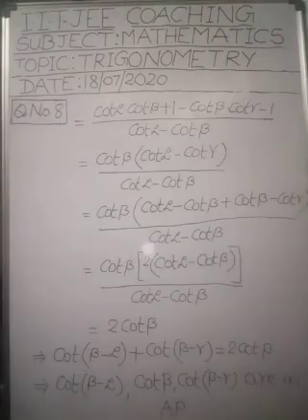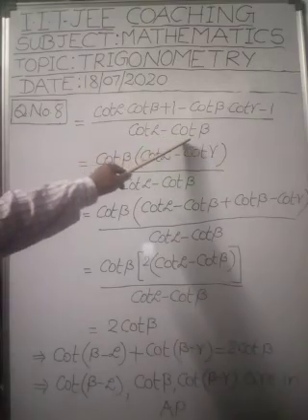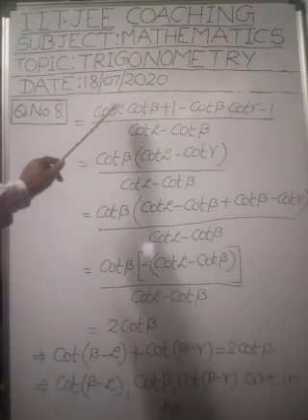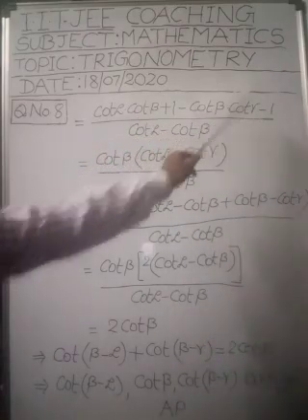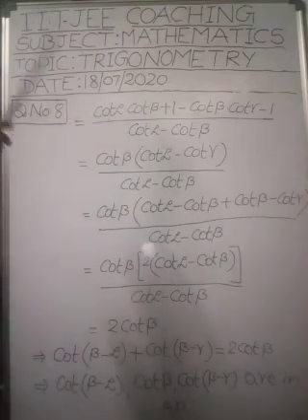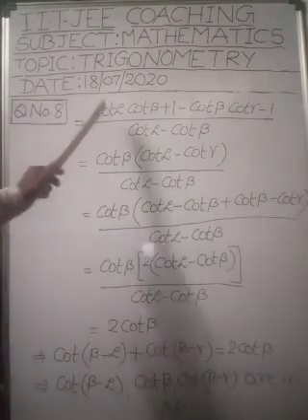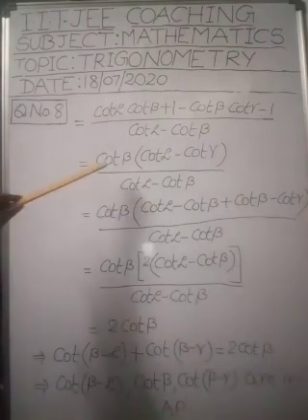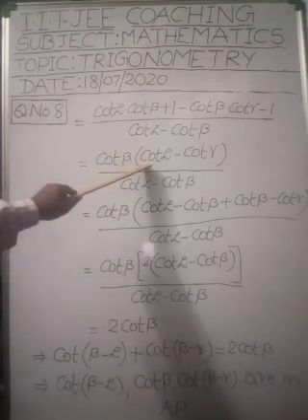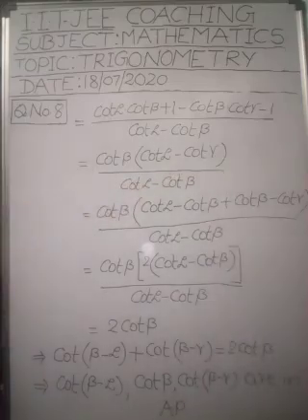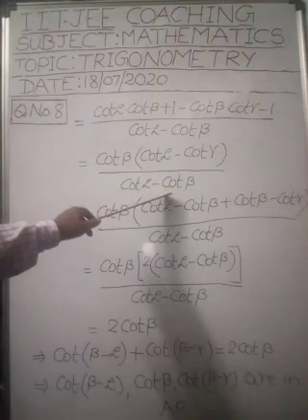Right. That is equal to, by taking LCM (cot alpha minus cot beta), in the numerator you get cot alpha cot beta plus 1 minus cot beta cot gamma minus 1. Understood this step, my dear children? Right. Here plus 1 minus 1 gets cancelled, and in the remaining terms, by taking out the common factor cot beta, we get cot beta times (cot alpha minus cot gamma) whole divided by (cot alpha minus cot beta). Understood this step, my dear children?